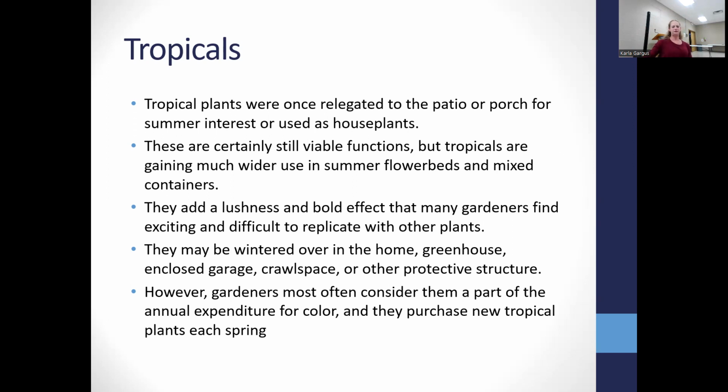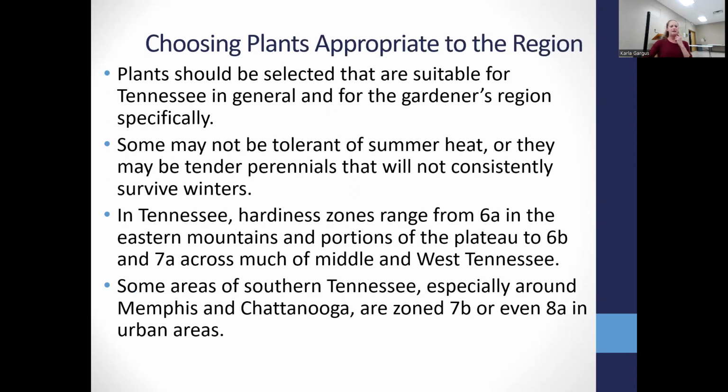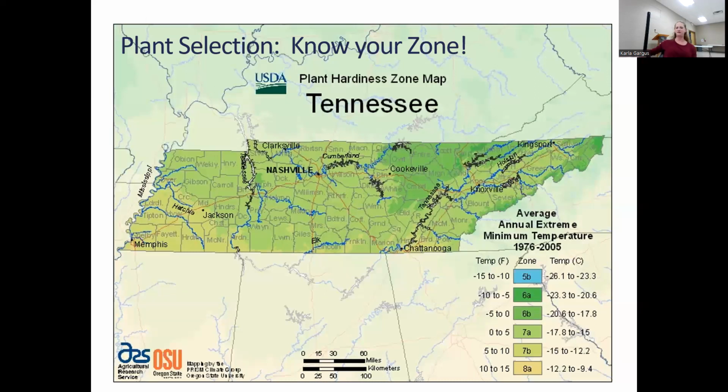So anyway, okay, tropicals. Choosing plants that are appropriate to the region. I think we talked a little bit about our climate zones, and we really are in zone 7A to 7B. We don't have zone 6 anymore, so I need to update this slide set. And what that means essentially is, let me go to the next picture. Sorry, I'm seeing my notes.